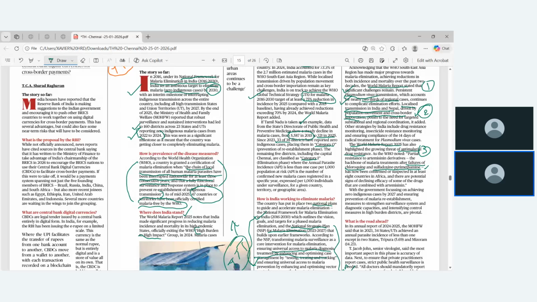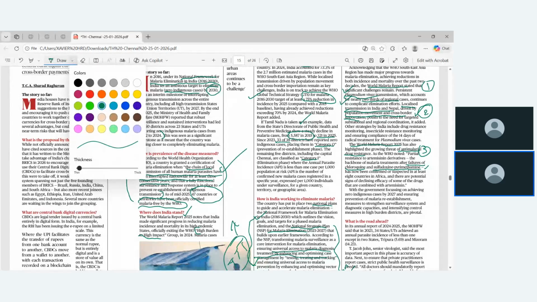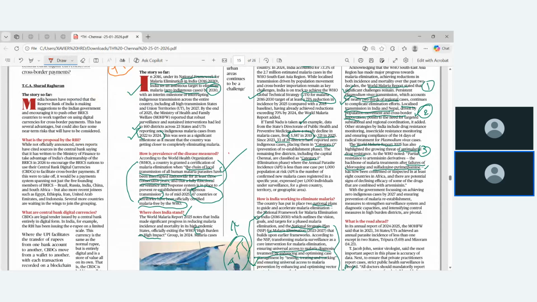This is one. And in another one, from the prelim point of view, they can ask under what conditions a country is declared free of a disease by the World Health Organization. So what are the main conditions? The chain of transmission must be interrupted nationwide for at least three consecutive years. This is the condition to be declared a free nation by WHO. Okay, so these are the various points in terms of prelims and mains.